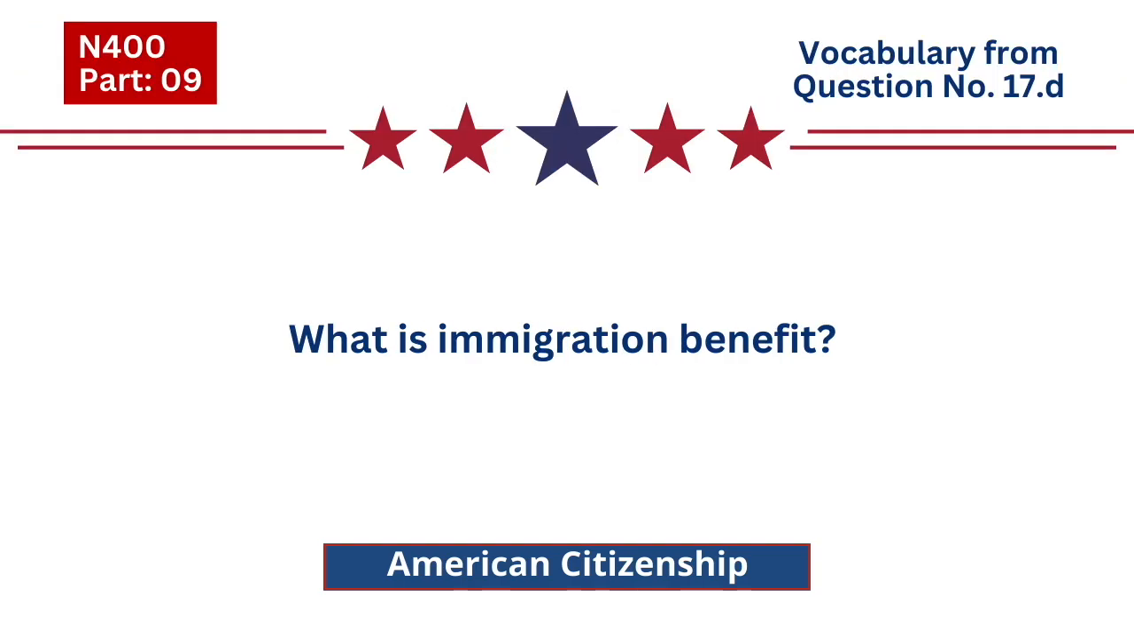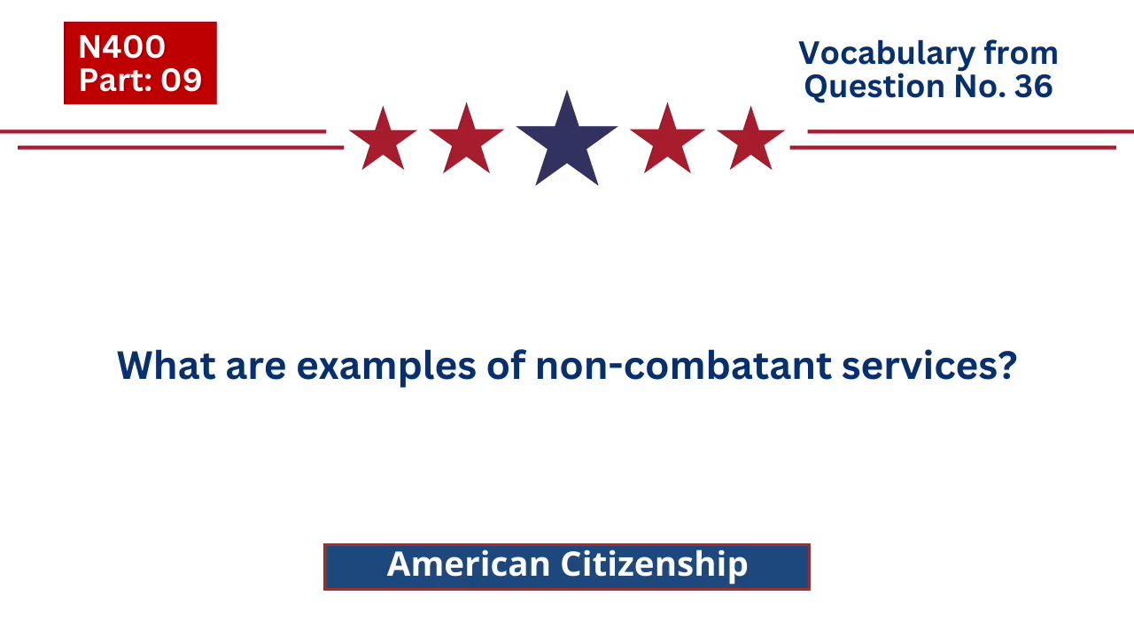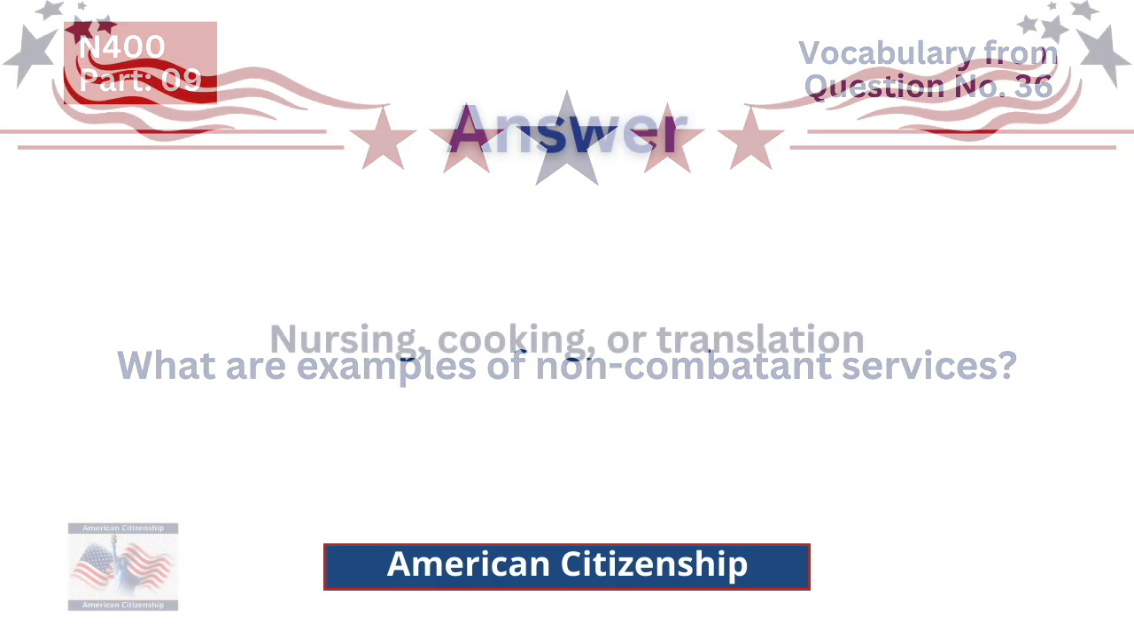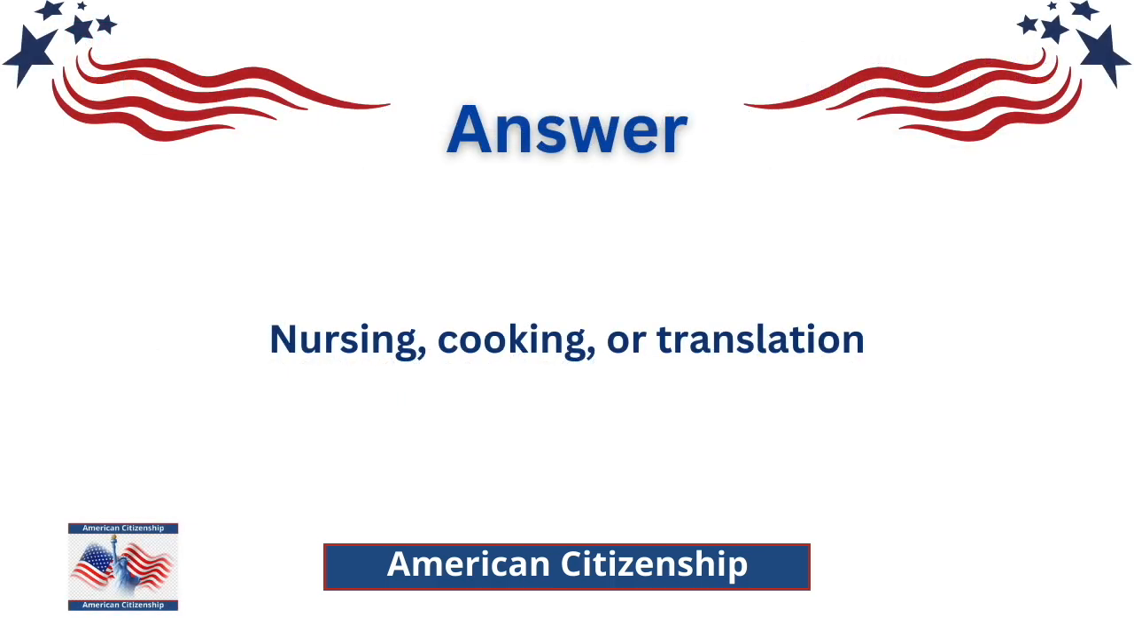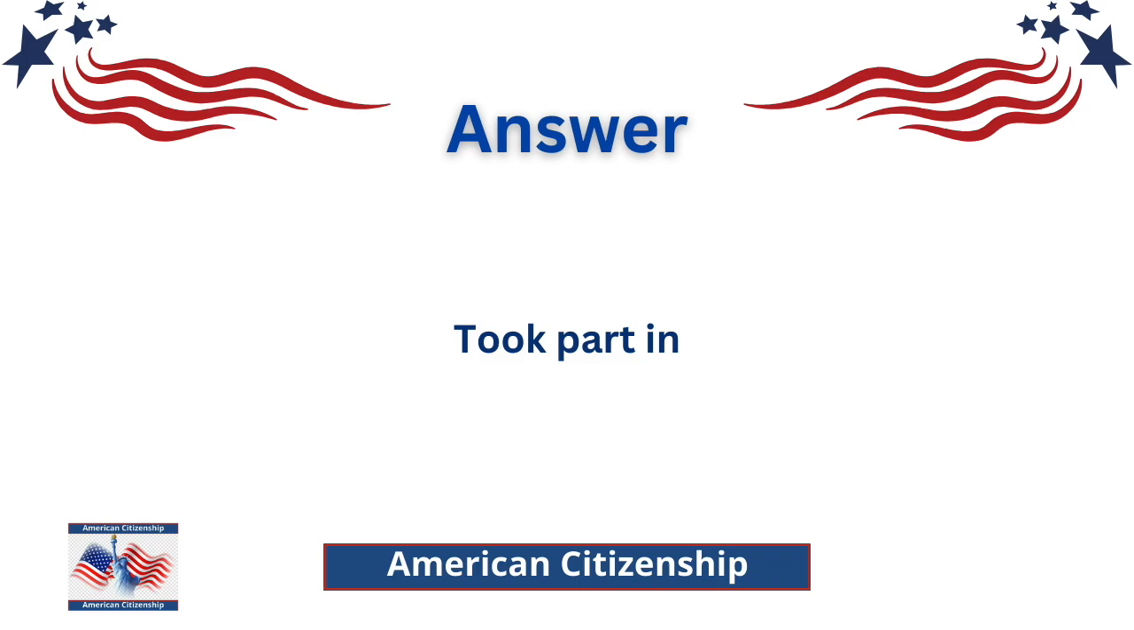What is immigration benefit? Things like a visa, green card, or citizenship. What are examples of non-combatant services? Nursing, cooking, or translation. Define involved in. Took part in.